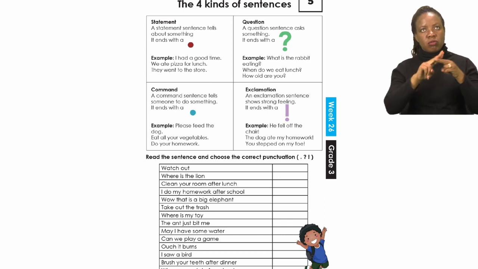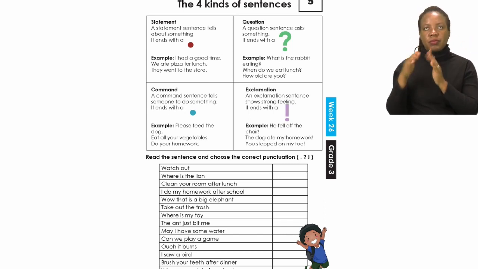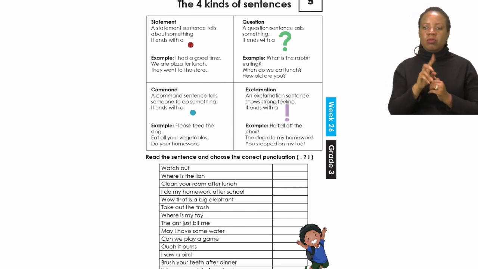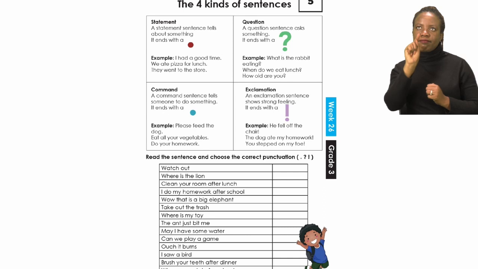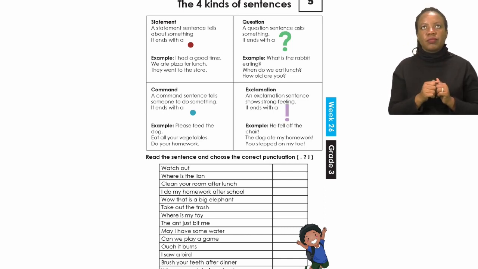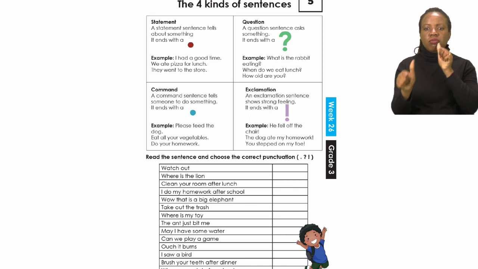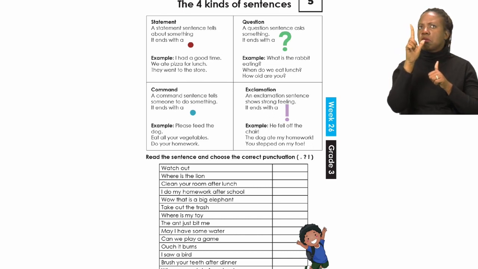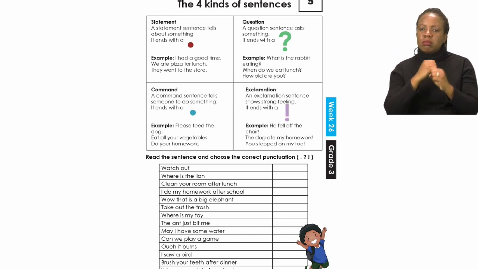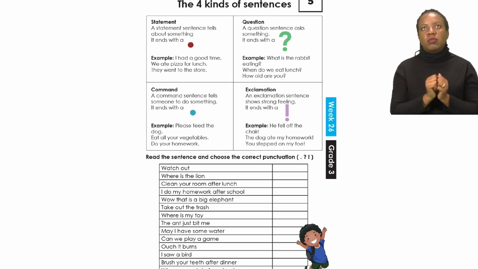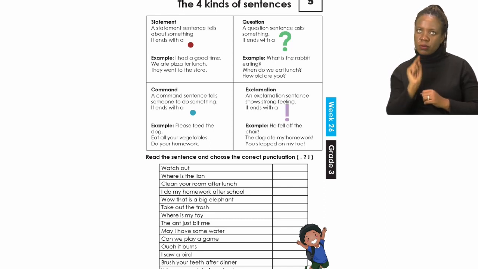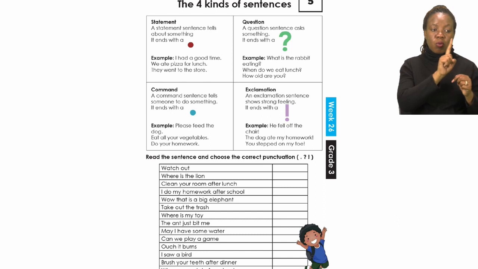The next one is a question. A question sentence asks about something and ends with a question mark. You can see that the green one there is the question mark. Here are a few examples. Let's read them together. What is the rabbit eating? When do we eat lunch? How old are you? So, as you can see, all of them have question marks at the end. But at the beginning, they also use question words. So keep your eye out for those question words.